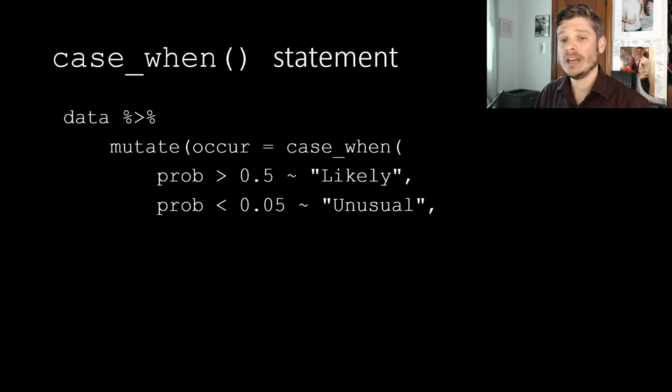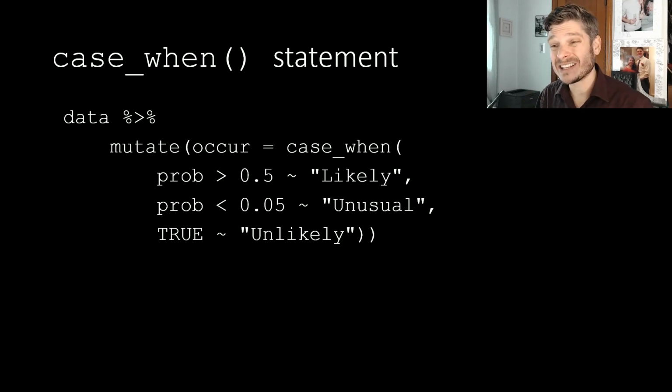So if my probability is greater than 0.5, well, I want that to evaluate to likely, comma, and then my next condition would be if the probability is less than 0.05, I want it to evaluate to unusual. And notice in this case, I want to use the tilde. It's the shift tick mark right next to the 1. This is the syntax to use in the R programming language for the case when statement. All right. So again, we have our condition, and then we have what we want our new column to evaluate to. So we have likely and unusual.